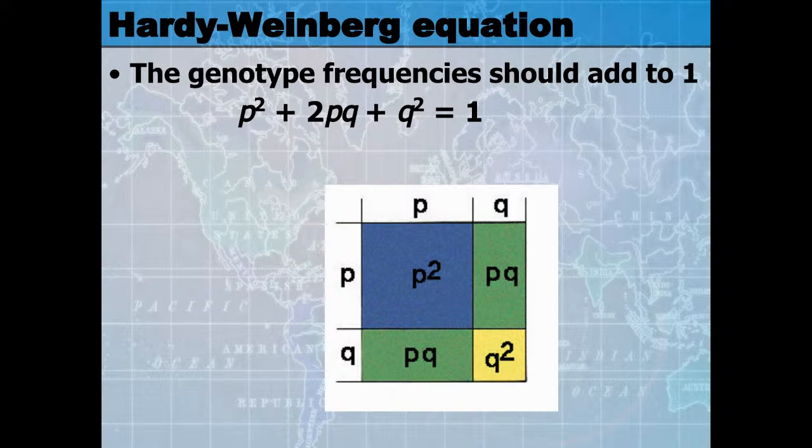I just told you Q squared stands for the frequency of the homozygous recessive genotype. Homozygous dominant phenotype. No, heterozygous. Heterozygous, it shows the dominant phenotype. Yeah.